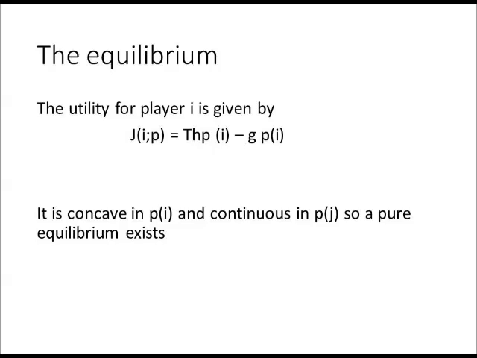The utility for player i is in fact given by the difference between the throughput of that player, and the cost, the energy cost, which is assumed to be just proportional to the power that it uses. Now we see that this J, this utility for player i, is indeed concave in P_i and continuous in P_j, and therefore indeed a pure equilibrium exists.